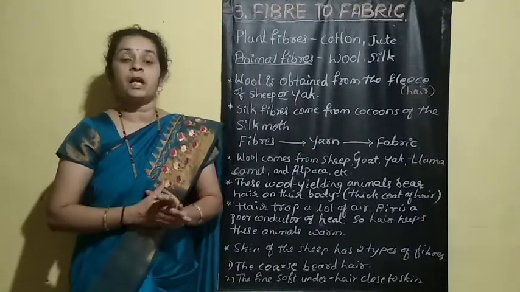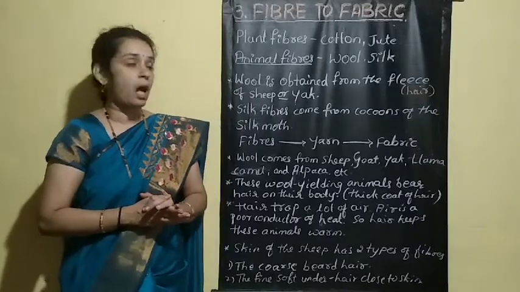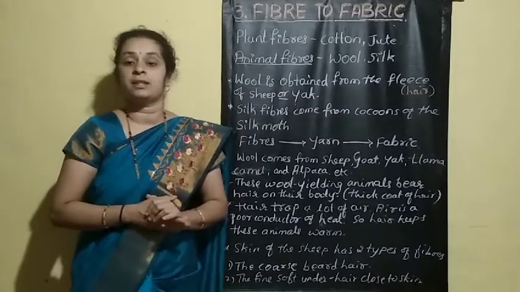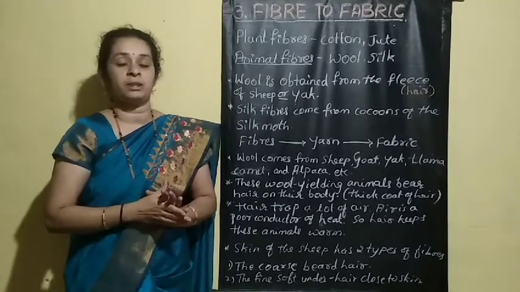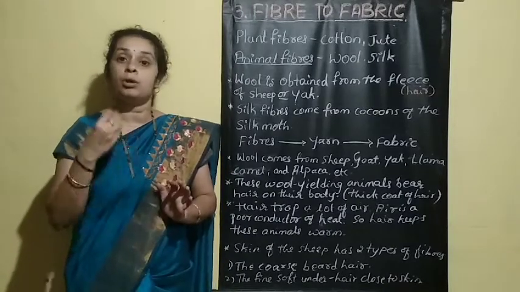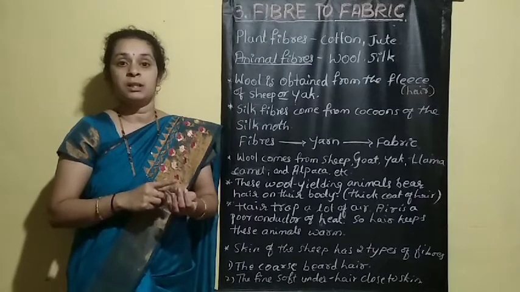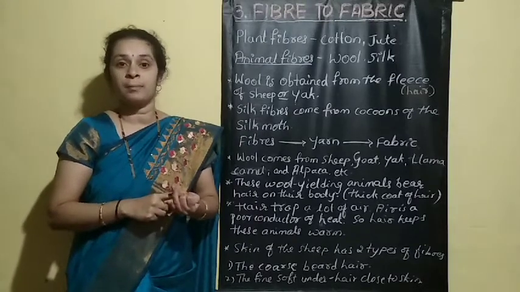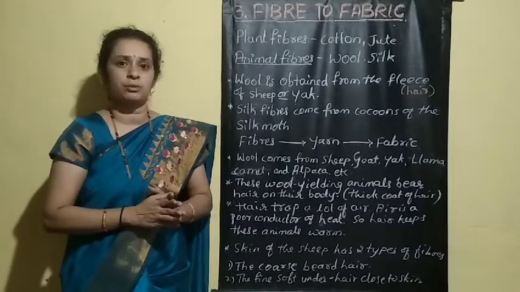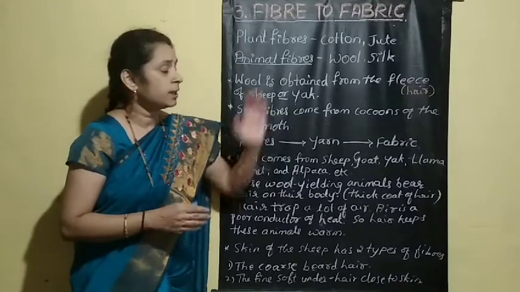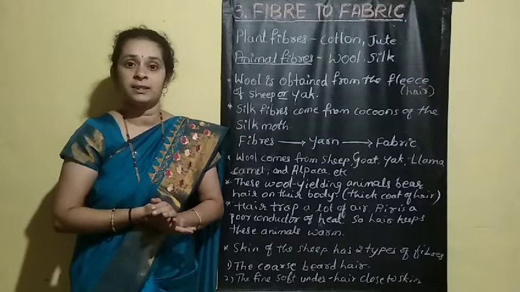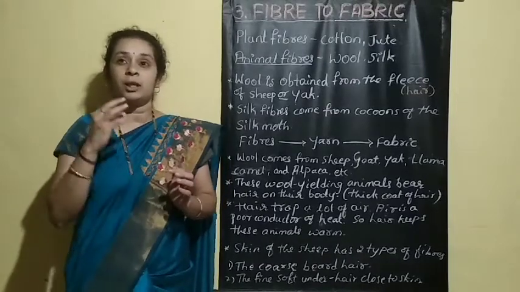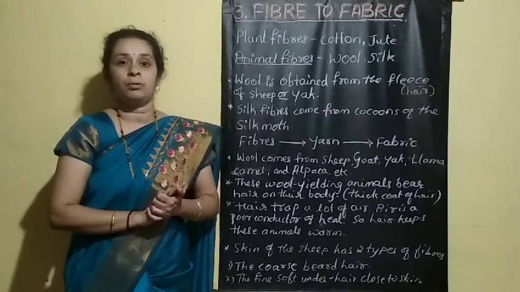Very important examples of animal fibers are wool and silk. Wool we obtain from different animals. There are different animals that yield wool, for example sheep, goat, camel, and different examples you will study. And then silk, from silk fibers we prepare silk sarees. That is obtained from the silkworm.